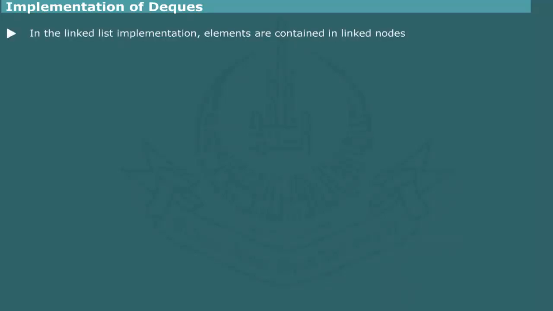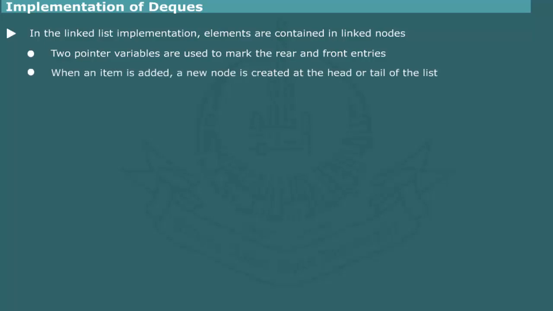In the linked list implementation, the elements of DQ are contained in linked nodes. Two pointer variables, rear and front, are used to mark the rear and front entries in the DQ. When an item is added, a new node is created at the head or tail of the list depending upon the entry point. Likewise, the head or tail node is deleted when an element is removed from the front or rear of the DQ.